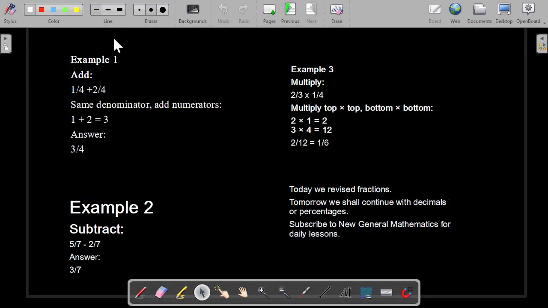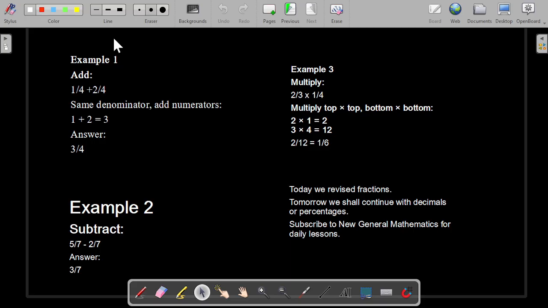So let's take a look at a proper example. Let us solve this. Example 1: add 1 over 4 plus 2 over 4. Now, if you look at it very well, 1 upon 4 plus 2 upon 4, they have a very important thing in common: the denominator. They are the same, 4 and 4.